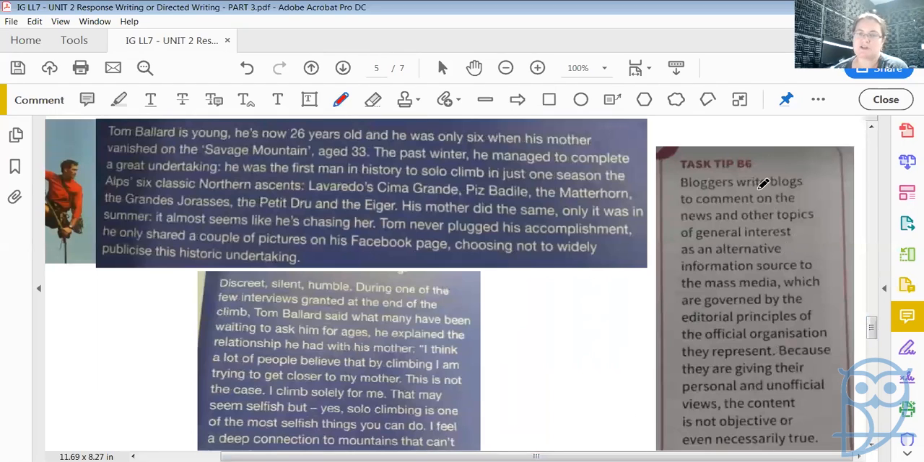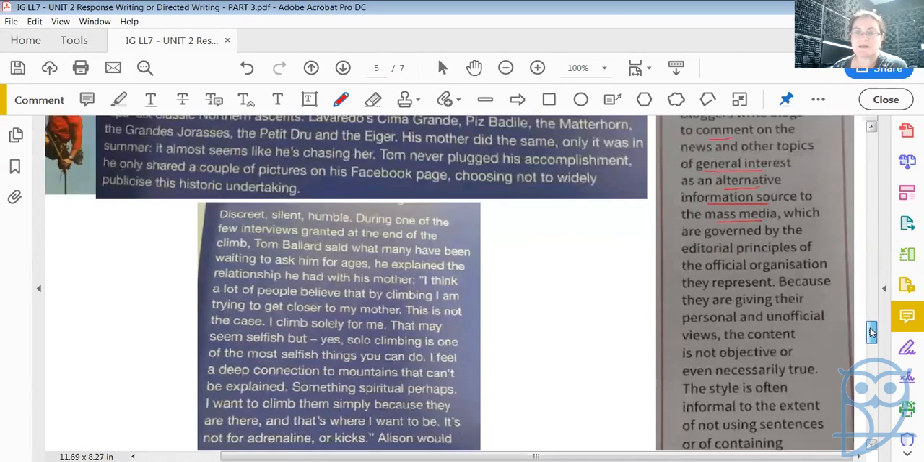Bloggers write blogs to comment on the news, and other topics of general interest, as an alternative information source to the mass media. Why is that important? Why should there be alternative information sources to the mass media, do you think? Pose me some suggestions. To the mass media, which are governed by the editorial principles of the official organization they represent. So you have to, in other words, make sure that your article conforms to the editorial rules of the company you are working for.